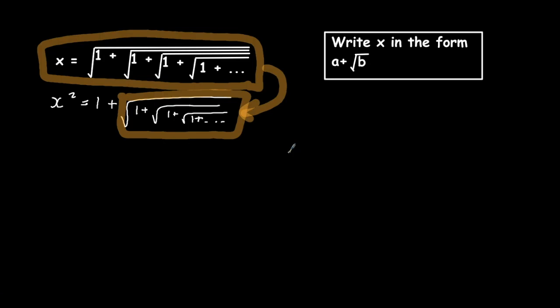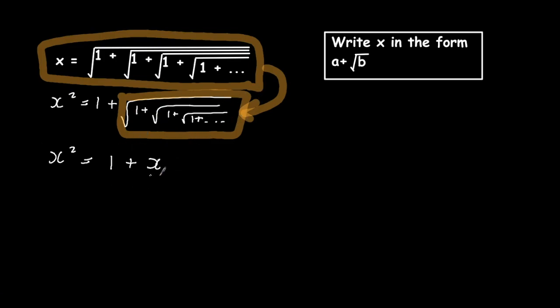Well, this is one of the weird things that happens when you have something occurring infinitely many times. Because if I have something occurring infinitely many times and I get rid of one of the square roots, I still have infinitely many square roots. That's just how it is. So it's a bit weird, but it's actually completely mathematically correct. So I get x squared is equal to 1 plus x, because this is x.